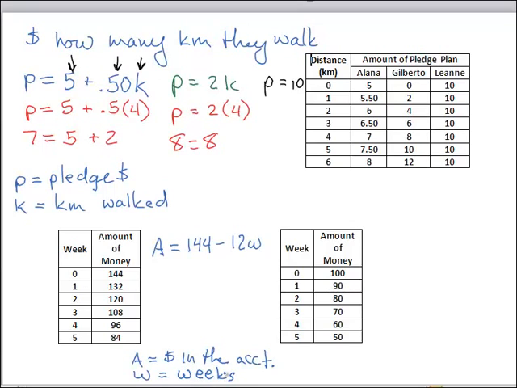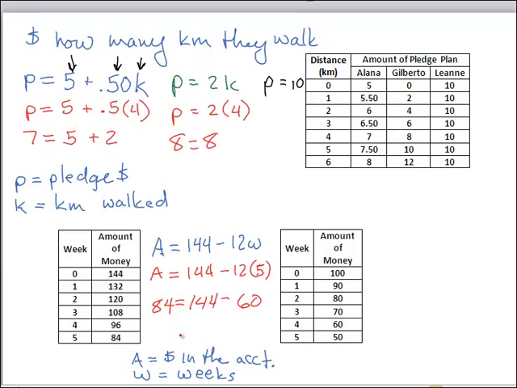So just to check this out, let's say that it's week number 5, and we want to check to see how much money there is in the bank account. So I'm going to say the amount of money is equal to 144 minus 12 times 5. I know that 12 times 5 is 60, so I do the 144 minus 60, and that actually ends up equaling 84. And looking down here, I got week number 5. If I look on to the right, the amount of money is 84, so that was correct.